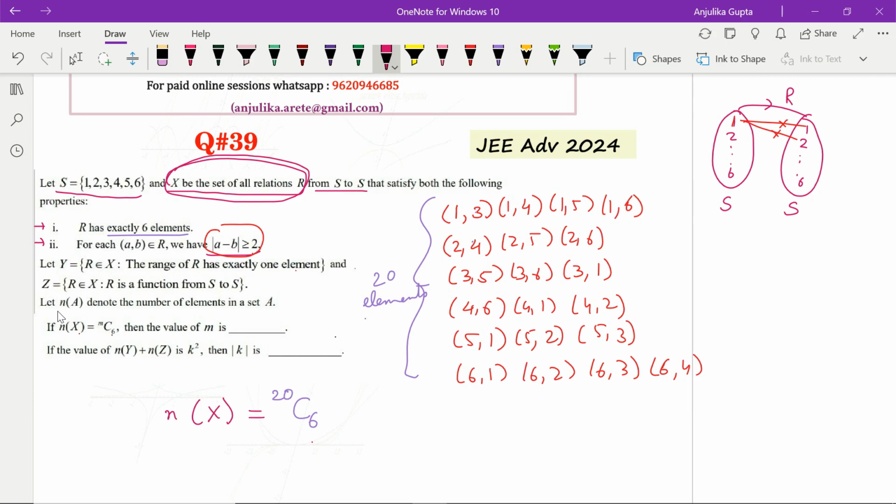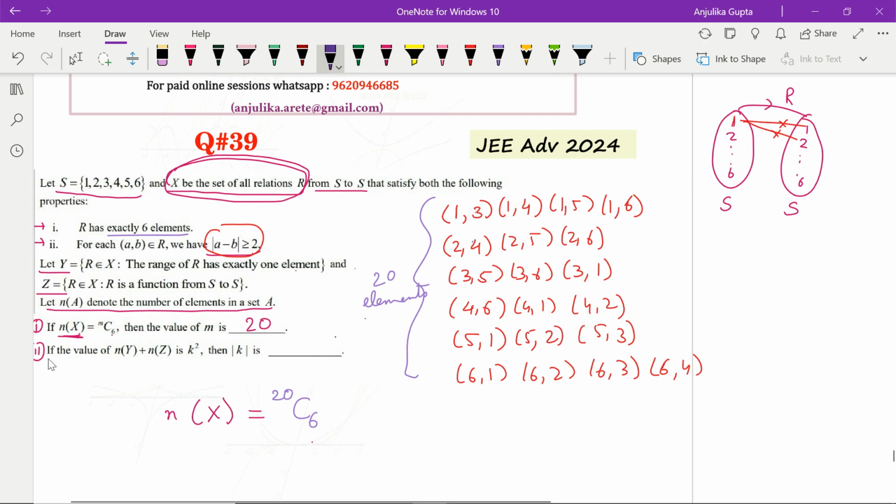Let's read the question more. They are also defining what Y and Z are. N(A) denotes the number of elements in the set A. Then they are looking for how many elements you have in X. They're saying MC6. Then what is M? Just now we said 20C6, so your M is 20. The number of elements in X is 20C6.